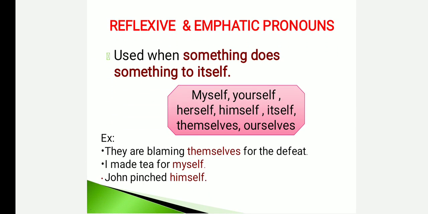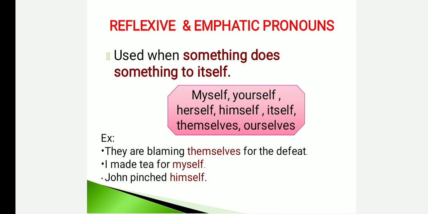Next one is the reflexive and emphatic pronoun. So reflexive pronouns are myself, yourself, herself, himself, itself, themselves, ourselves. We use this kind of pronoun when the subject is doing something for itself or themselves. When I prepare something for myself, I use the pronoun myself. When I prepare something for you, I say that I prepare this for yourself. So we use the reflexive pronoun to refer that something was done by myself or themselves or other self.